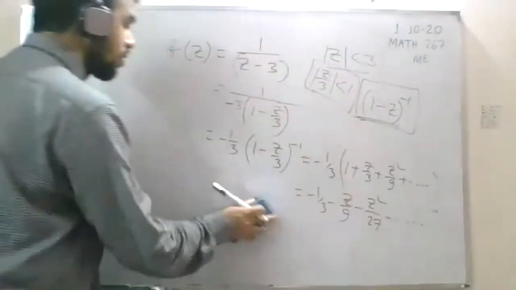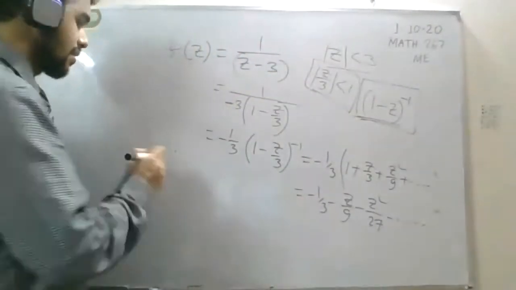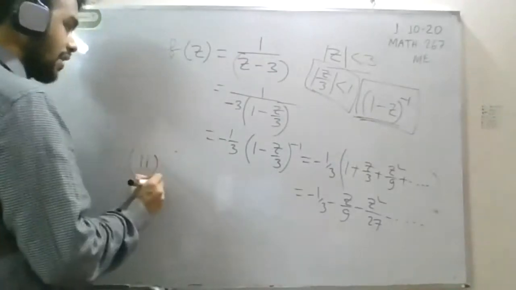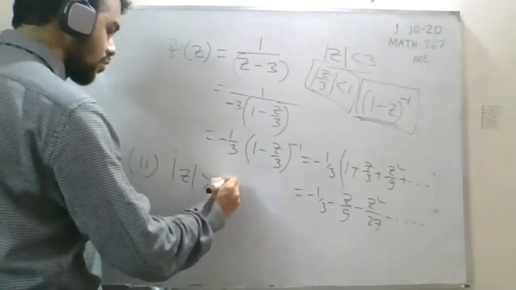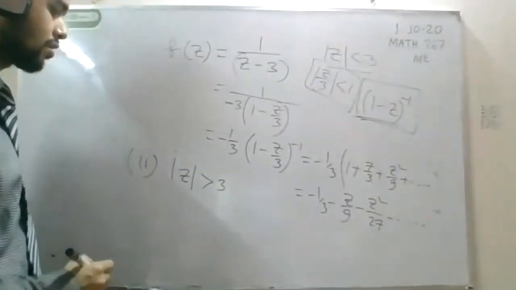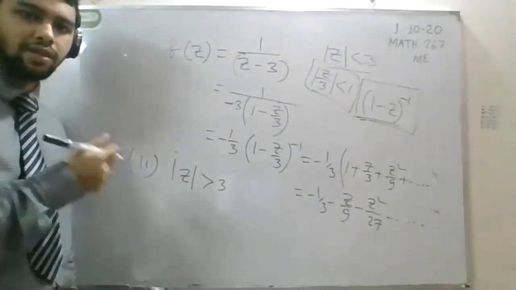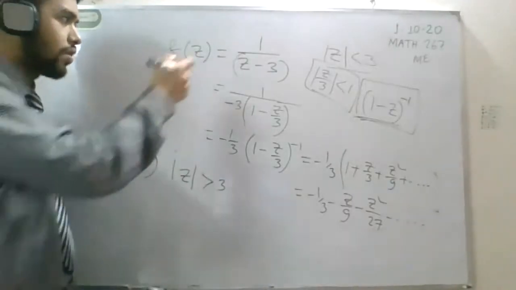Okay, so now for the second region. Now tell me, if the region is modulus of z greater than 3, then what do we have to do for this function?